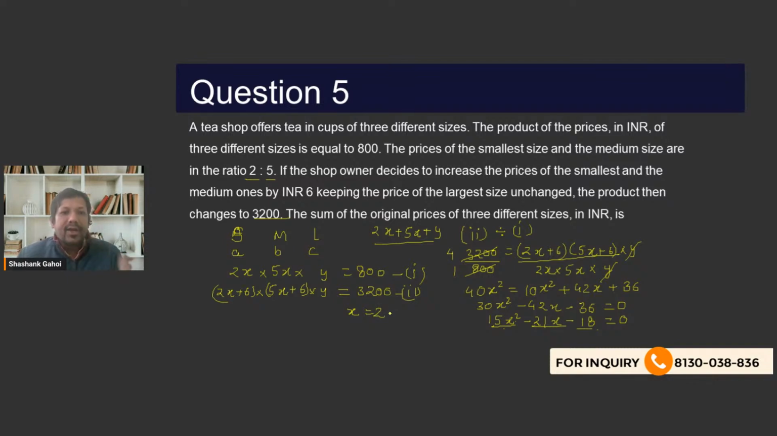Once we have the value of x, the question is more or less over. So 2x is going to be 4, 5x is going to be 10, and y is going to be y, and that product is 800. So this is 40, so y comes out to be 20. Now the question was asking for 2x plus 5x plus y, so 7x plus y. 7x comes out to be 14 because x is 2, and y is 20. So the overall value becomes 34. So the answer of this question is going to be 34. That's how we are going to approach this question.